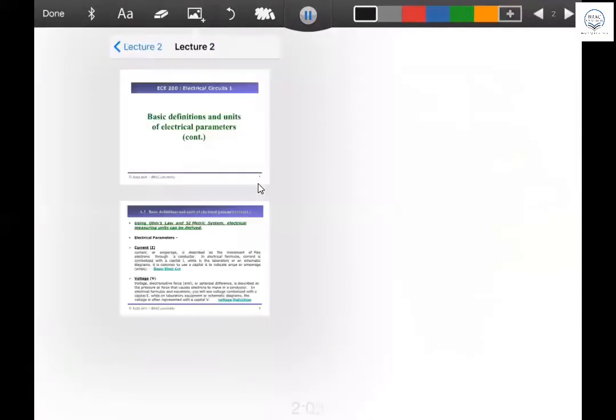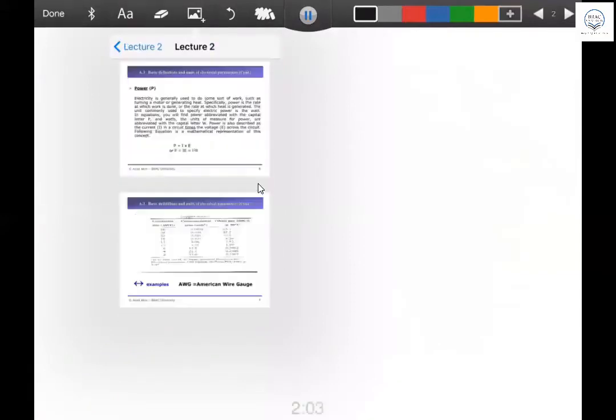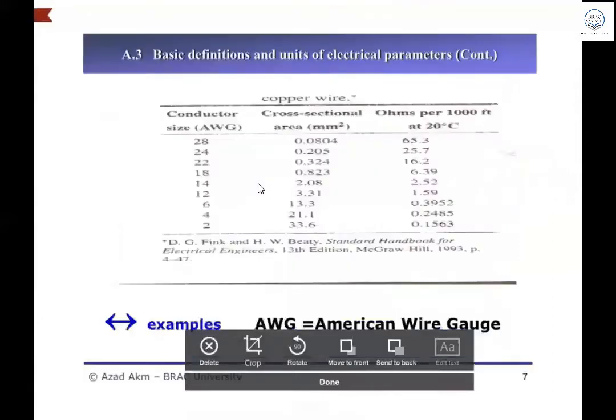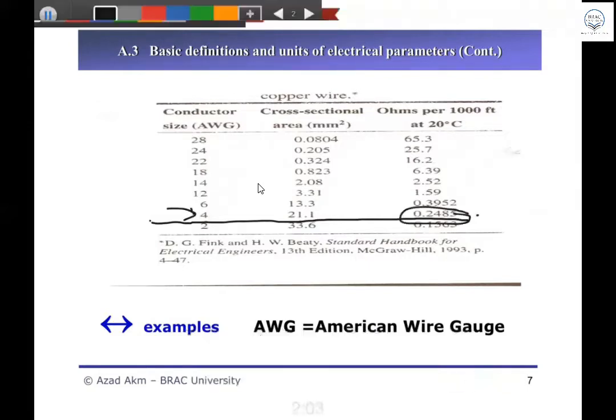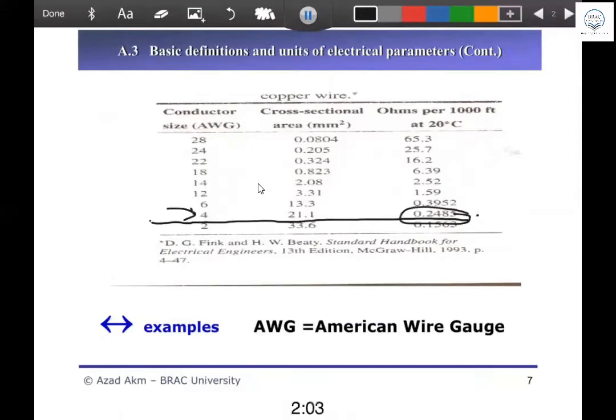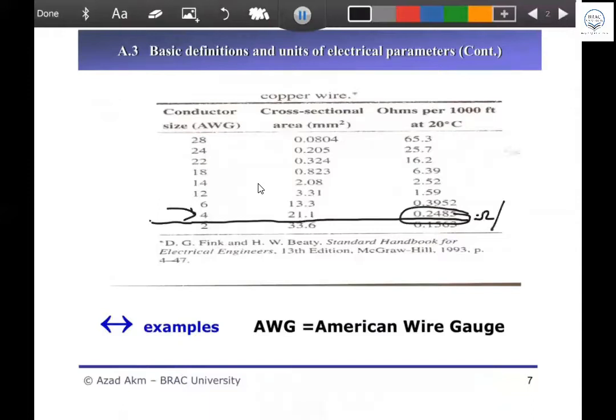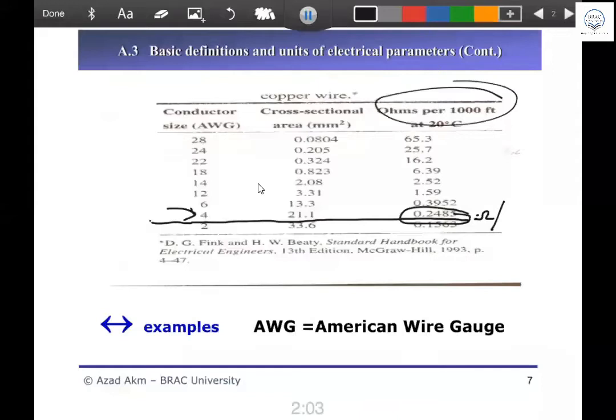Okay, now look at it. Just for your information, then it will be easier for everybody to follow. Now look at it. 4 AWG gauge is here. This is the one, 4 AWG. If you consider the resistance, this is the value. What is that value? Resistance is ohm per how many feet? It is ohm per 1000 feet. Look at it, ohm per 1000 feet.